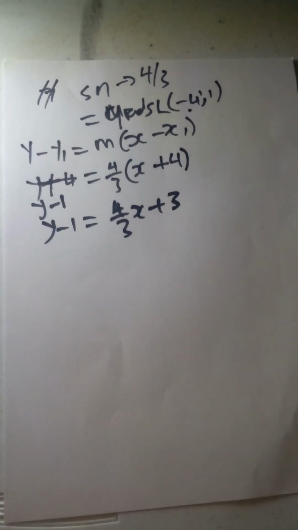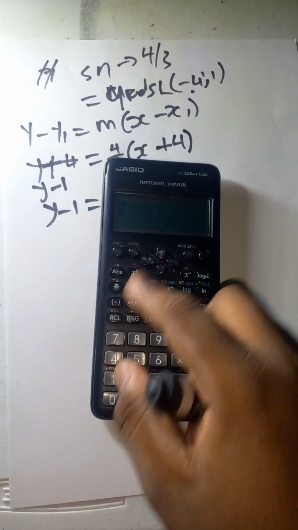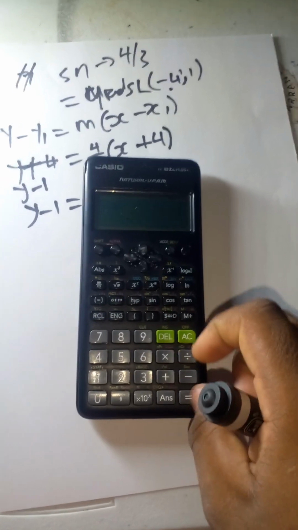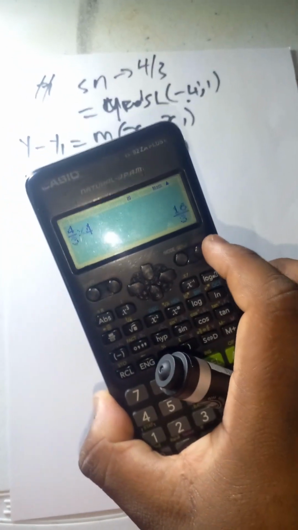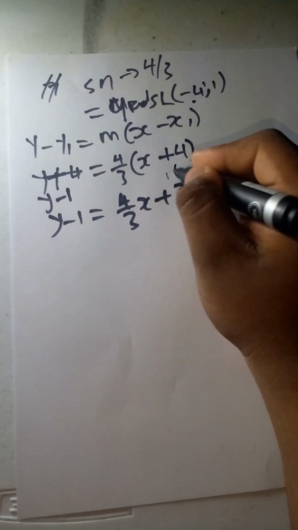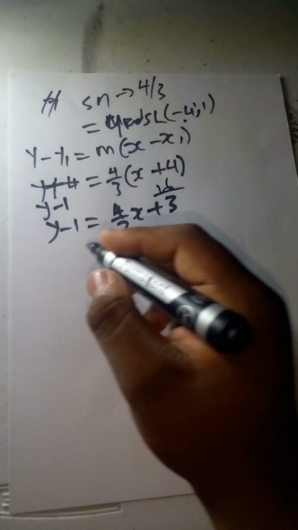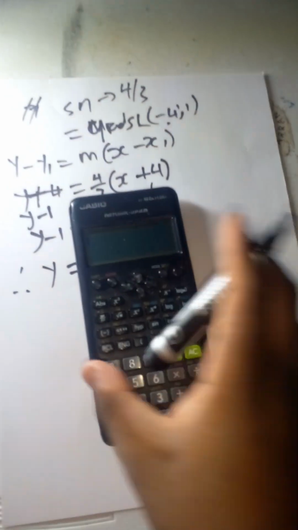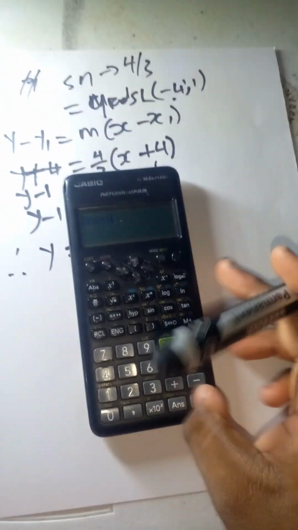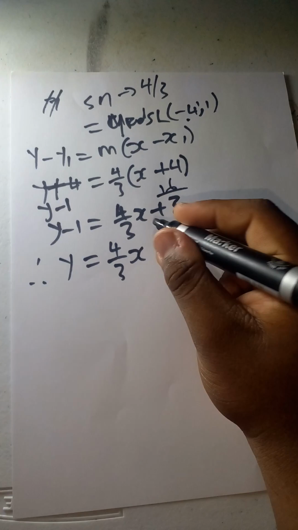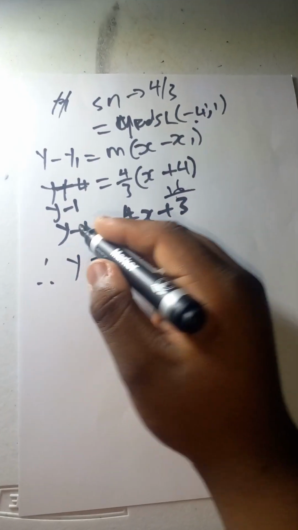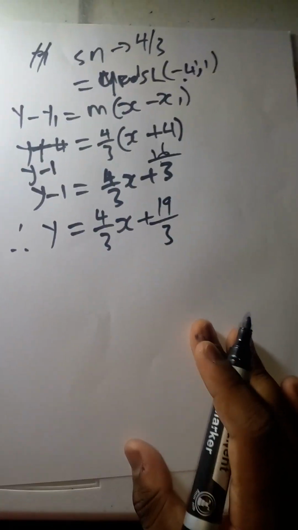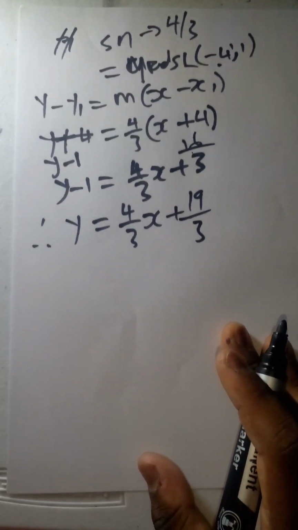Let's check something here. I need to confirm my answer because I'm not sure of what I wrote. 4 over 3 times 4. Oh, it is 16 over 3. I made a mistake. 16 over 3 there. So therefore, y equals 4 over 3 x plus 1, 19 over 3. So 16 over 3 plus that one gives me 19 over 3. Okay, so now that's how you do it. Let's go to the next one.